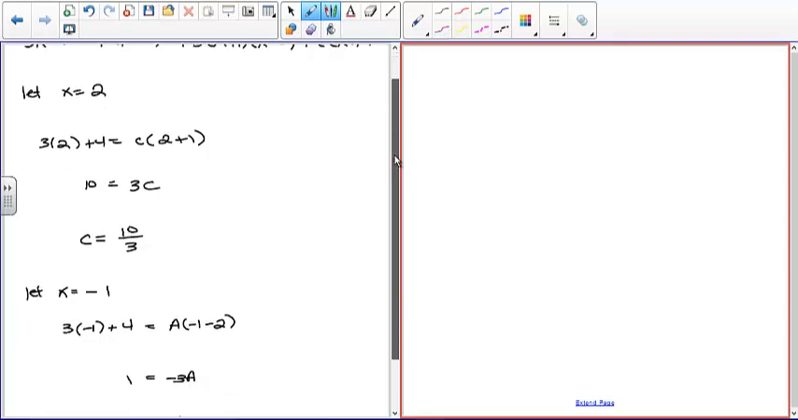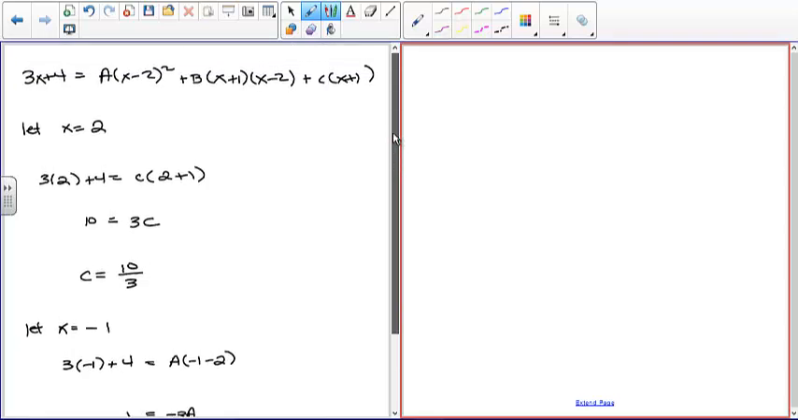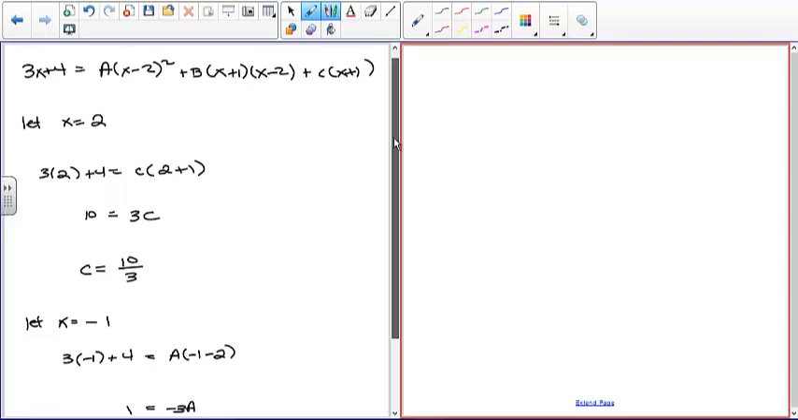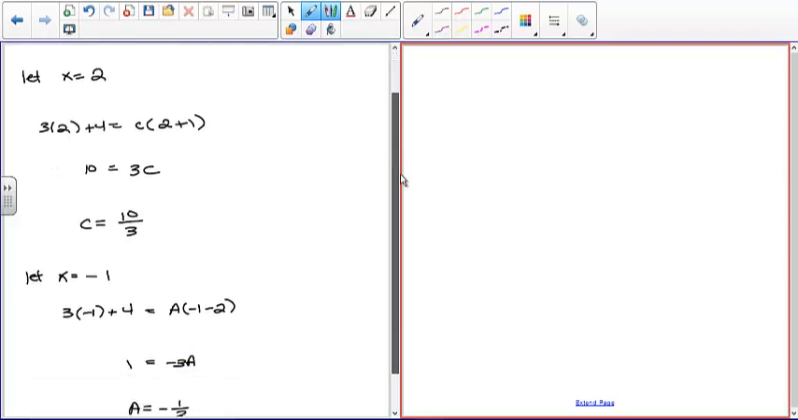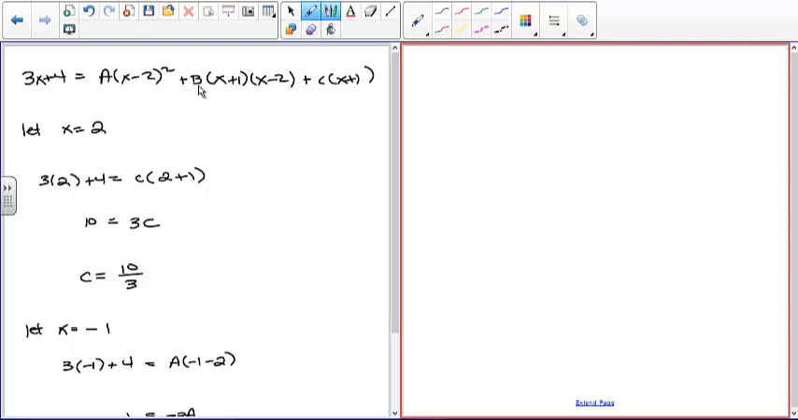And then what you can do is, we know a and c, so all we have to do is solve for b. We can pick any value for x other than these two. We need to pick a third value, so probably just pick 0. So if you do that, you get 3 times 0 plus 4 on the left-hand side, and here you'll have 0 minus 2 squared. Negative 2 squared is 4, so we get 4a.